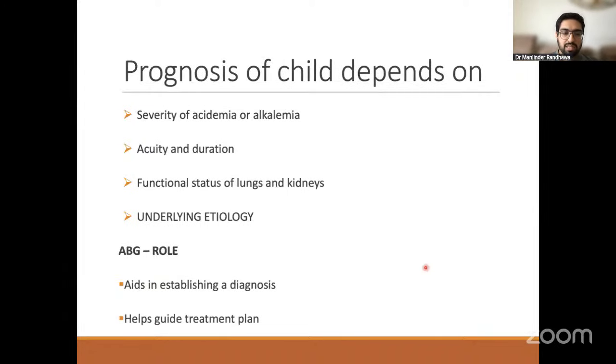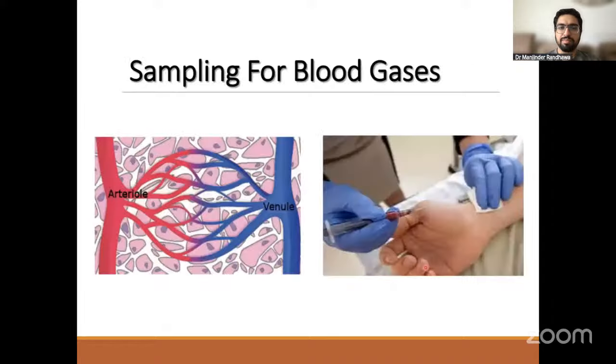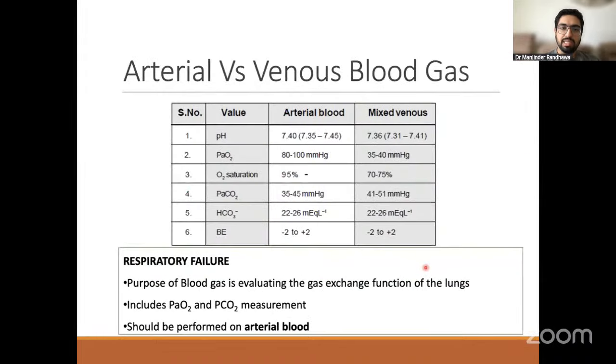So where does the role of a blood gas come in? Basically, it aids in establishing the diagnosis, and based on the blood gas, you can formulate your treatment plan and take it further. So when we talk about blood gases, let's start with sampling for blood gases. What sample to take? You have the arterial system, you have the venous system, and then you have the capillary system.